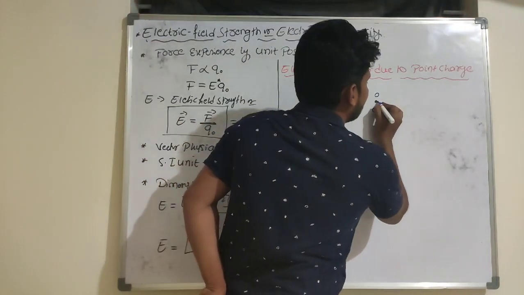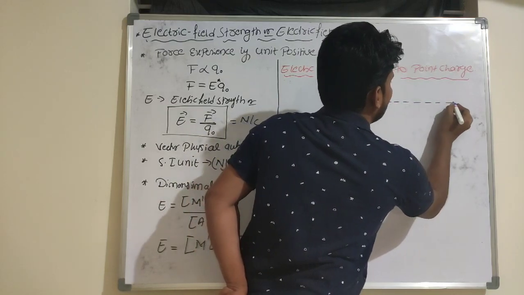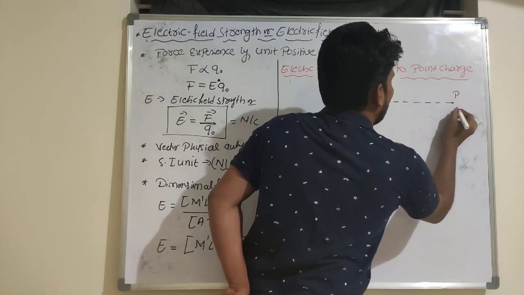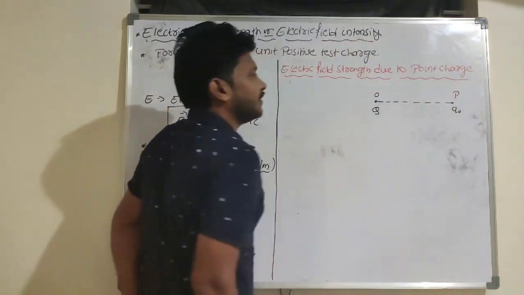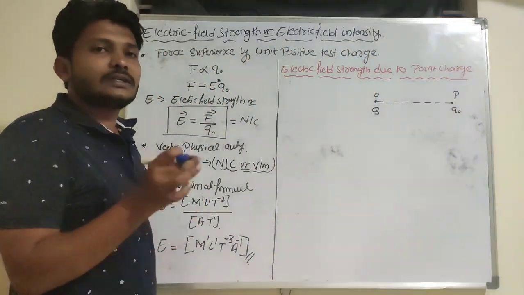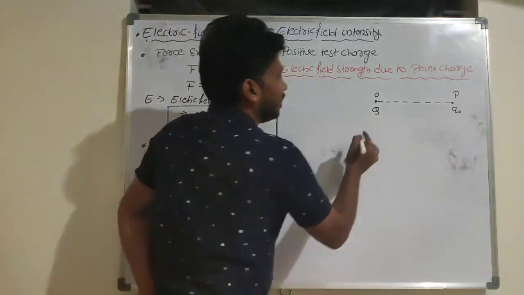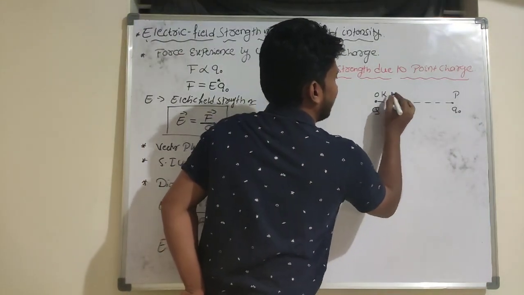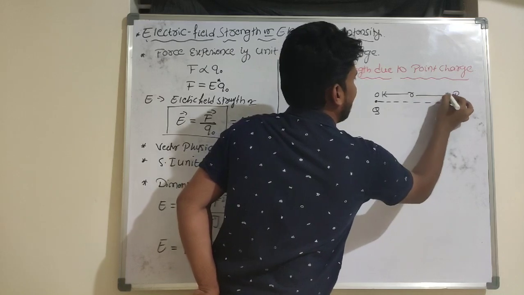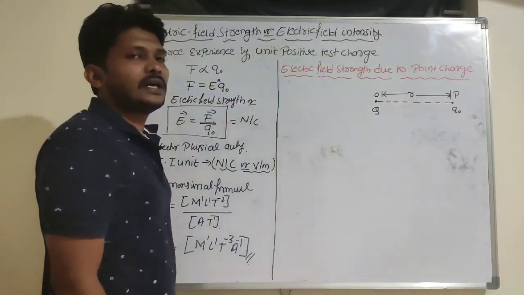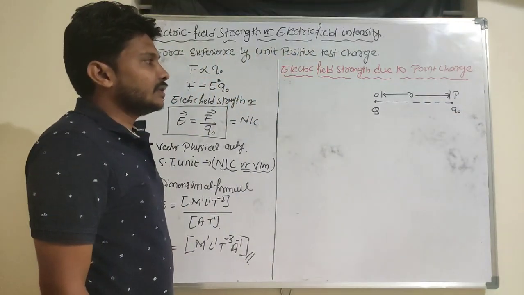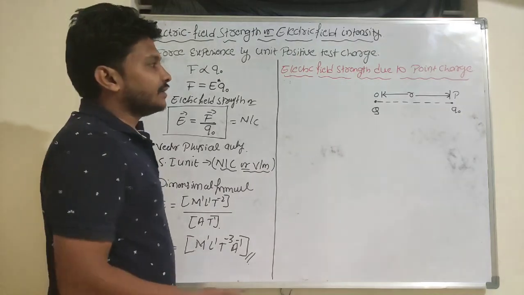At a certain distance from the source charge, at one point, I will place one test charge. What is that test charge? A charge which can test the effect of the source charge. I said the distance between this source charge and the test charge is R. What is the distance between source charge and test charge? The distance between the source charge and test charge is R.